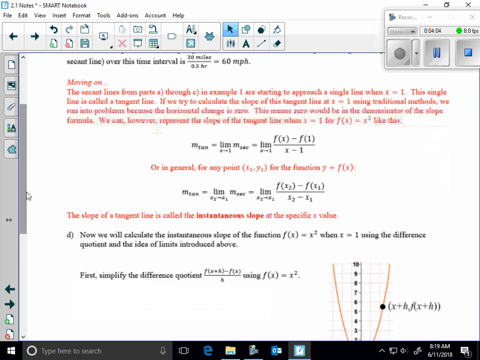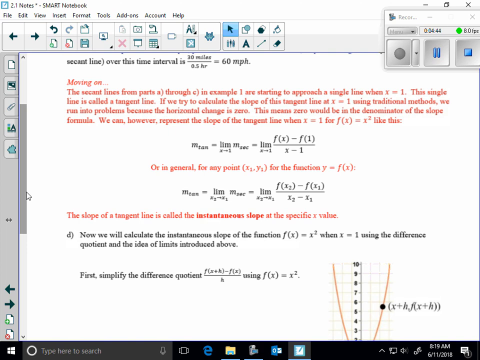Let's talk a little bit more about this general form of the slope of the tangent line. So the secant lines from parts A, B and C are starting to approach a single line as x equals 1. So we're converging, right? Our x plus h is starting to converge to just 1, so h is starting to turn into 0. If we try to calculate the slope of the tangent line at x equals 1 using traditional methods, we'll run into a problem, because what will happen to the denominator? Well, our two x values will be the same, and therefore we'll divide by 0 and we'll have an issue.